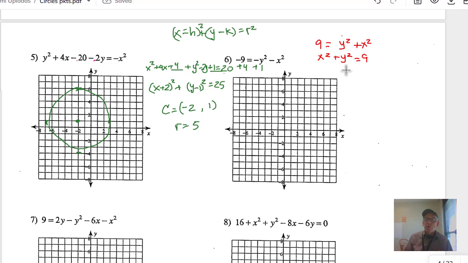Now that's going to give me, this is like x minus 0 squared plus y minus 0 squared equals 3 squared. The radius is 3. The center is at 0, 0. So the center is at the origin. Go up 3, to the right 3, down 3, and to the left 3, and make dashes, and then sketch the circle that goes through those.